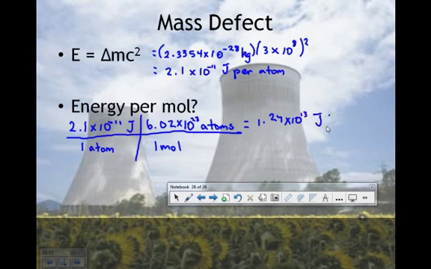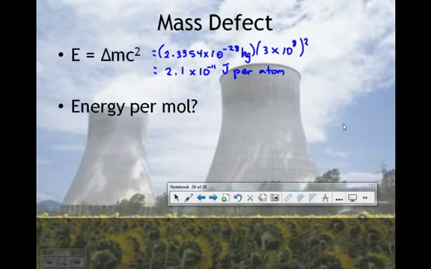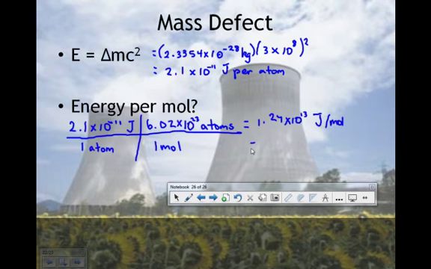And just to put this into perspective, we'll compare it to something else that you're familiar with. So I'm going to change this to kilojoules per mole so that we have a fair comparison. That would be 1.27 times 10 to the 10 kilojoules for every mole of oxygen formed.